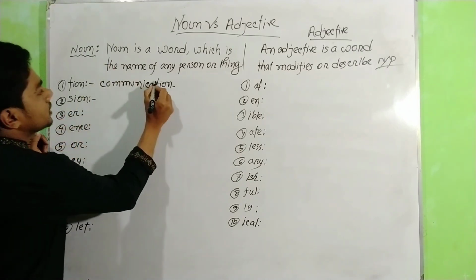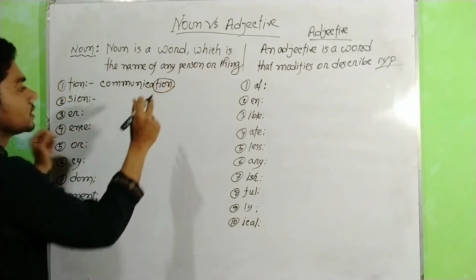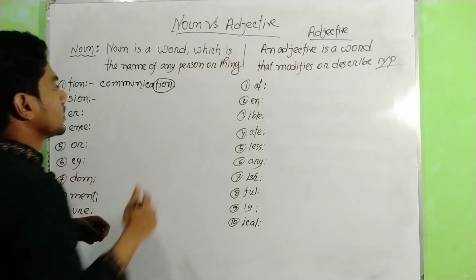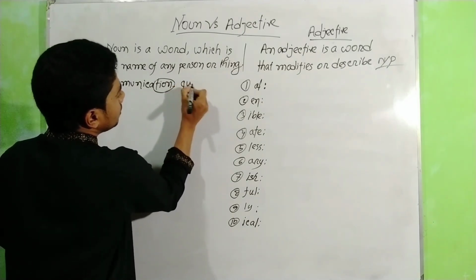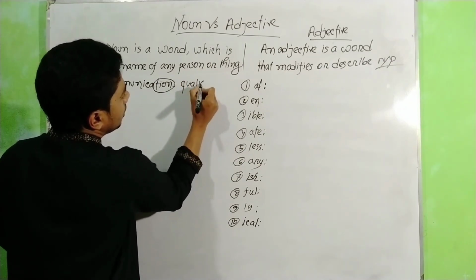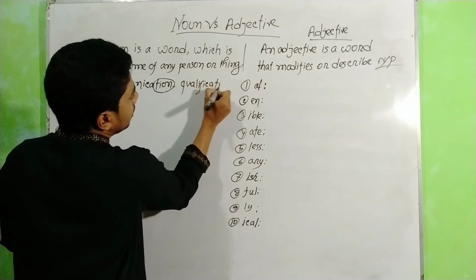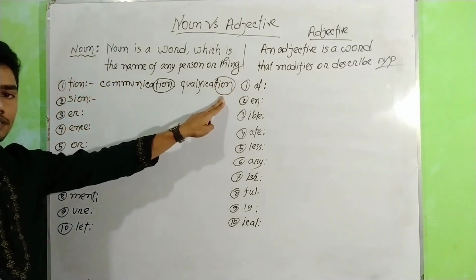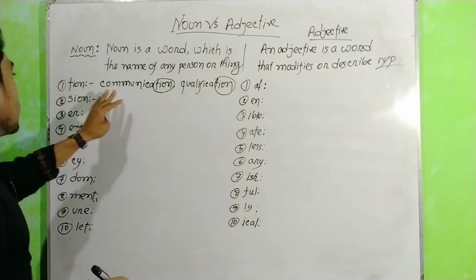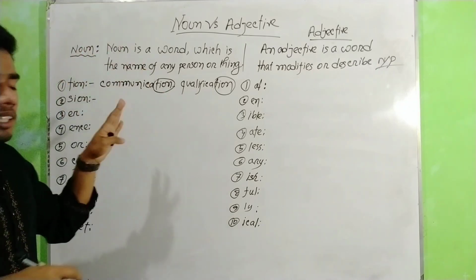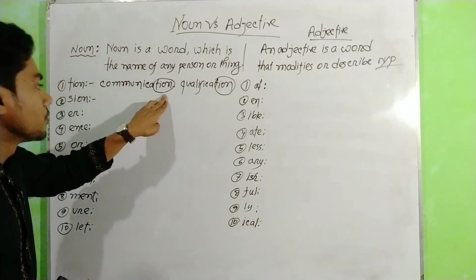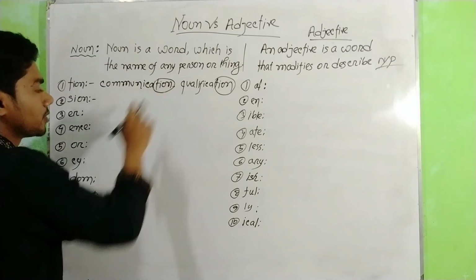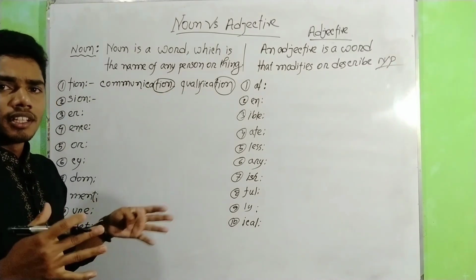You can notice this tion at the end of this word. You can also say qualification. Notice this tion. This is also a noun. There are so many words that end with tion. If you see any word that ends with tion, you can simply say it's a noun.